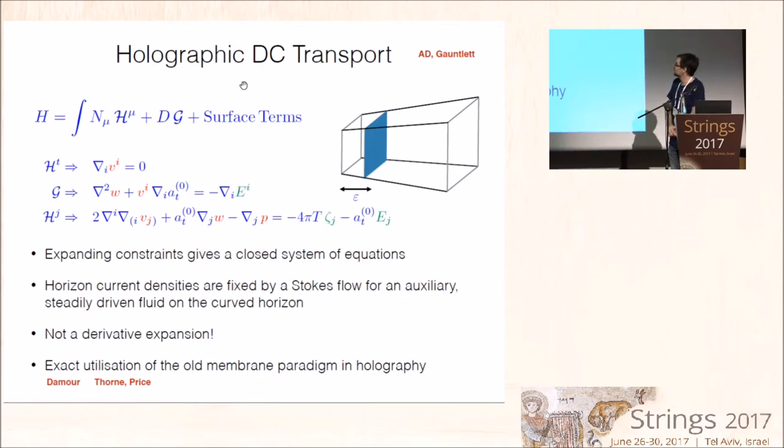Right? And if you want to think about it, this is an exact realization of the old membrane paradigm in holography. Now, I have to tell you that this is not a derivative expansion. Okay? I'm not assuming anything about the derivative gradients on the horizon. All I'm saying is that this is an exact statement. The only thing that I took to zero, to a long wavelength, is the time dependence. So I took a very, very small, slow time dependence of the system, and what I discovered is a closed set of equations on the horizon, which you can actually think of as a very rough Stokes flow on the Kerr black hole horizon.